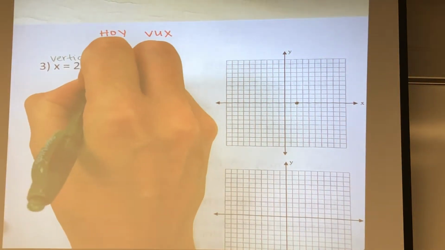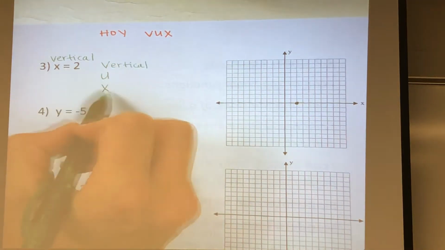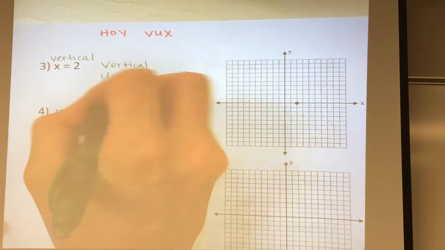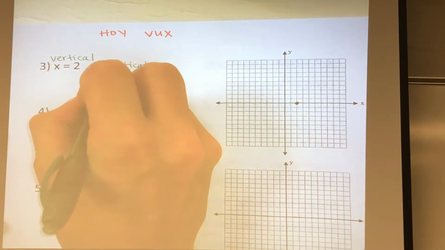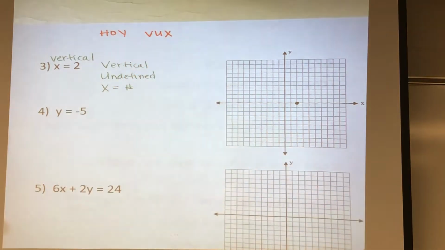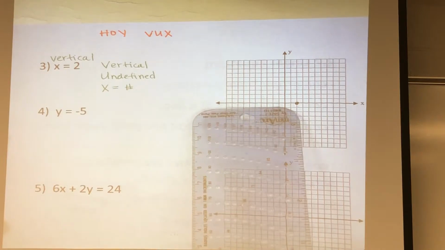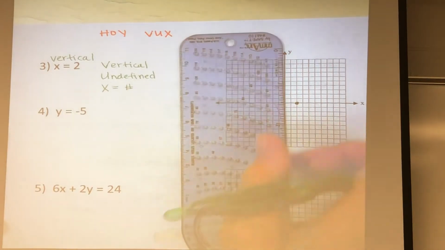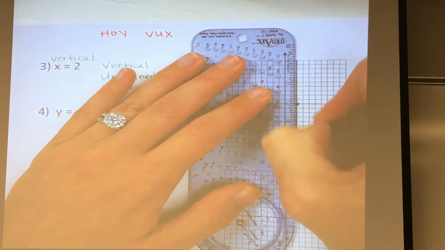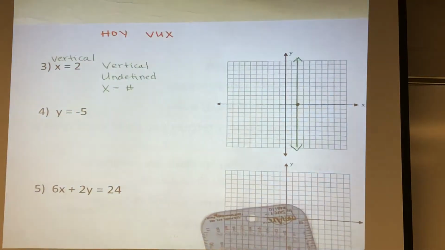V-U-X. V standing for vertical. So when it's x equals, it's vertical, so x equals some number tells us that it's going to be vertical. And then the U stands for undefined, meaning that the slope is undefined. So when we go to graph it, we put on the x-axis our point at 2, and then we draw a vertical line using our straight edge going through 2. So all the x values are 2.